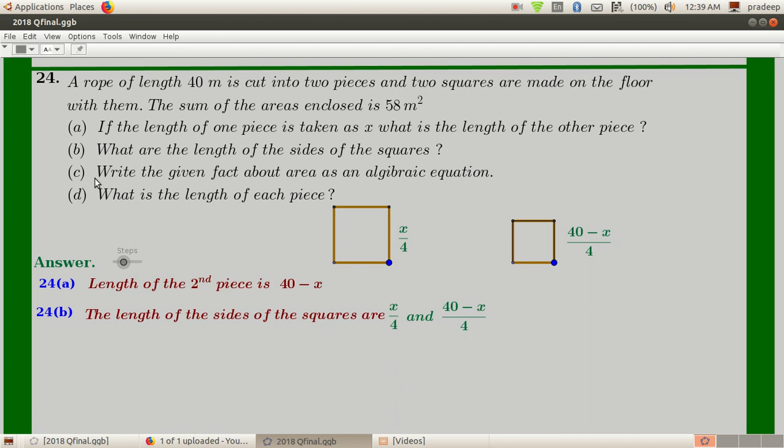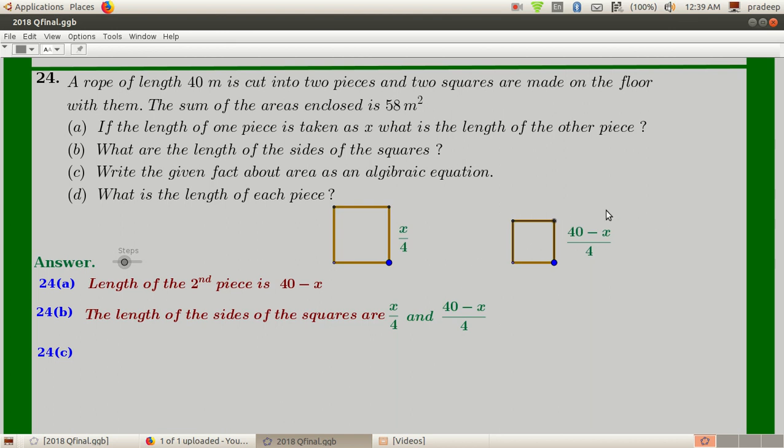To answer the third question, write the given fact about the areas as an algebraic equation. It is given that the sum of the areas of these two squares is equal to 58. Therefore, area of the first plus area of the second is equal to 58. So, what will be the area of the first square with side of length x by 4? This will be the square of x by 4, which is x square by 4 square.